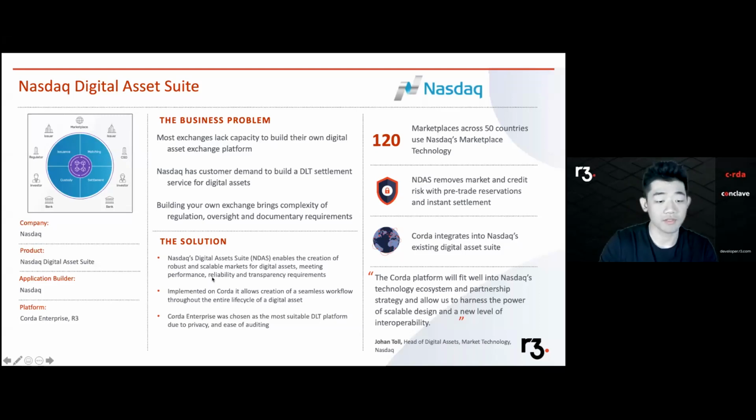In this NASDAQ digital asset suite solution, it enables the creation of robust and scalable markets for digital assets, meeting performance, reliability, and transparency requirements. What this platform is able to achieve now is we have, I think right now it says 120, but it's well over 120 right now, more than 120 marketplaces across 50 countries using NASDAQ marketplace technology. So that's our use case in digital asset.